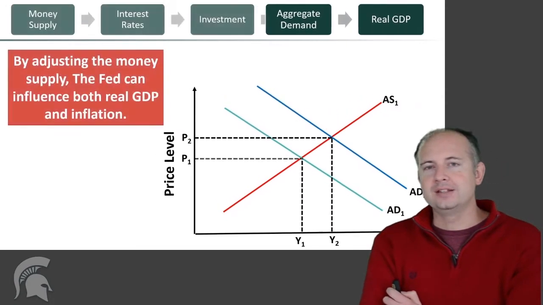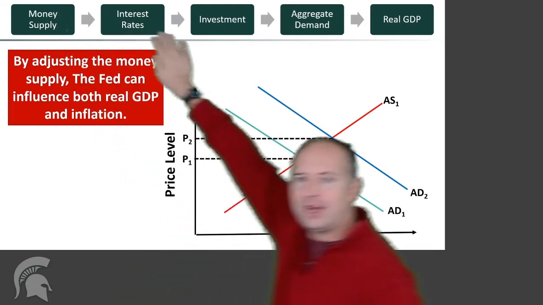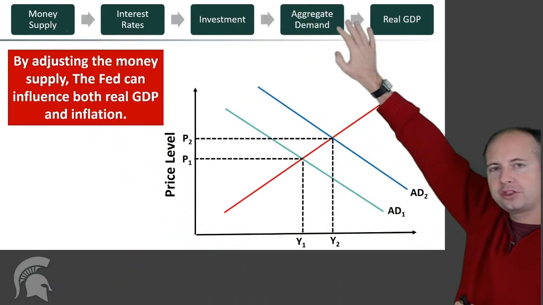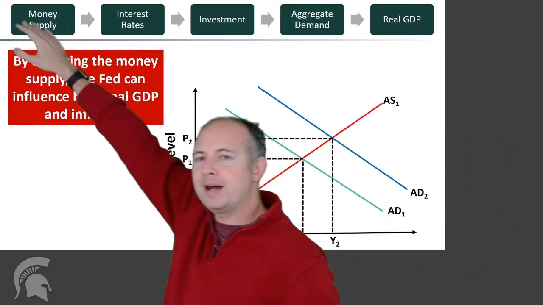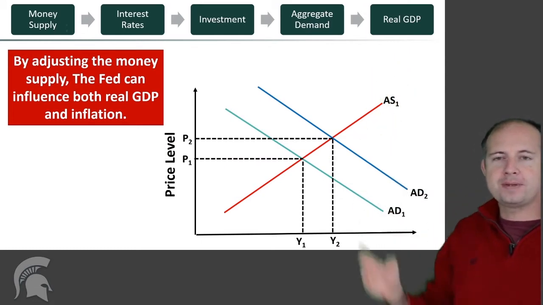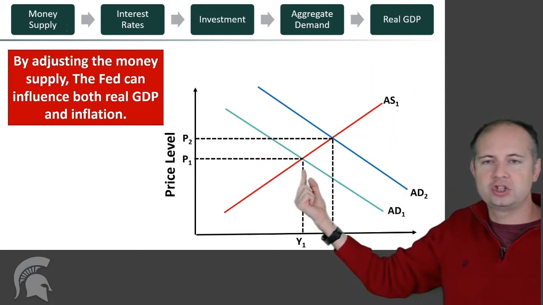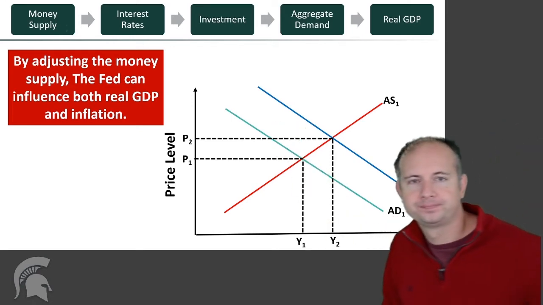So what this means is that if we go back here, we start off with money supply. We worked all the way through to see the effect on real GDP. Well, by adjusting the money supply, the Fed can influence both real GDP and inflation, right? Notice here, GDP increased and inflation increased.